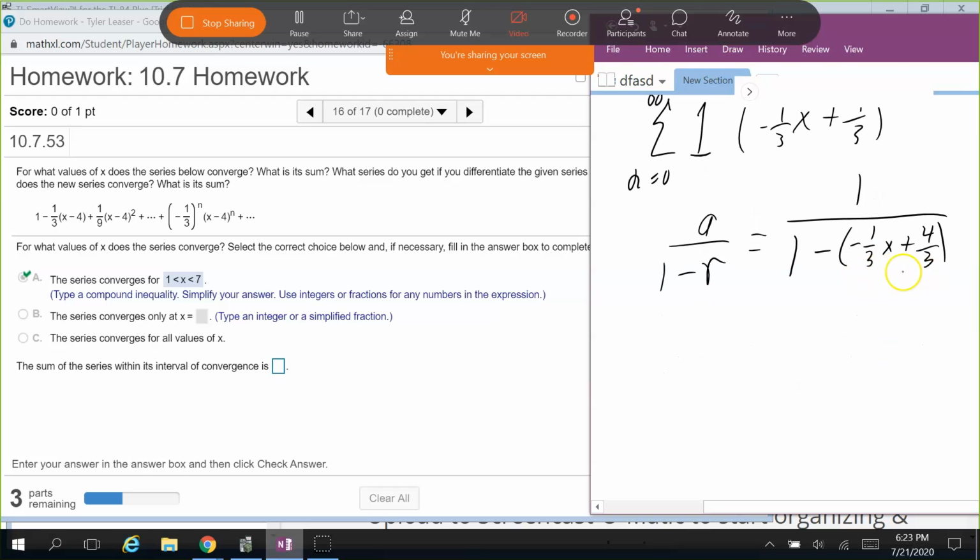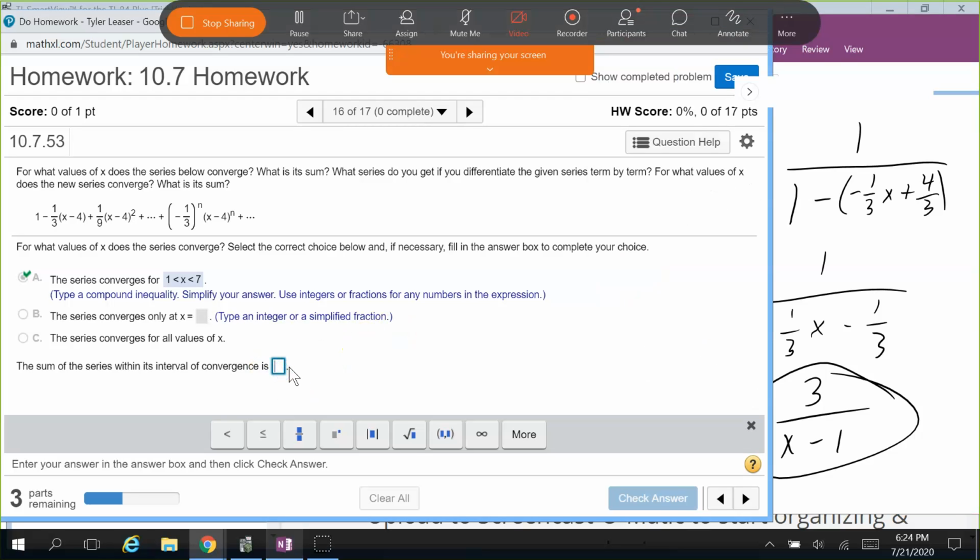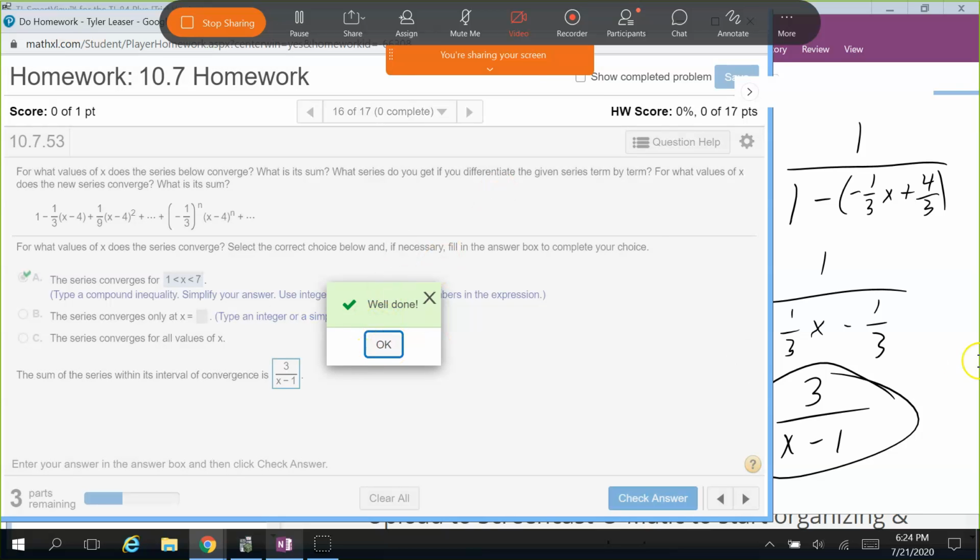We can multiply everything by 3 here and then distribute some stuff around. Let's go ahead and combine the like terms. So this negative on this positive is going to be a positive 1/3 x, and I have a positive 1 and a negative 4/3, so I have a negative 1/3 floating around. Now I can multiply everything by 3. I get 3 up top over x minus 1. So the question is asking, well, what does this power series converge to? It converges to 3 over x minus 1.